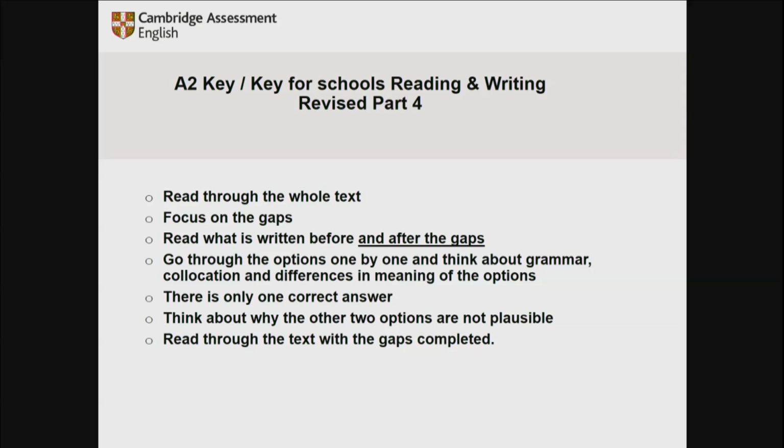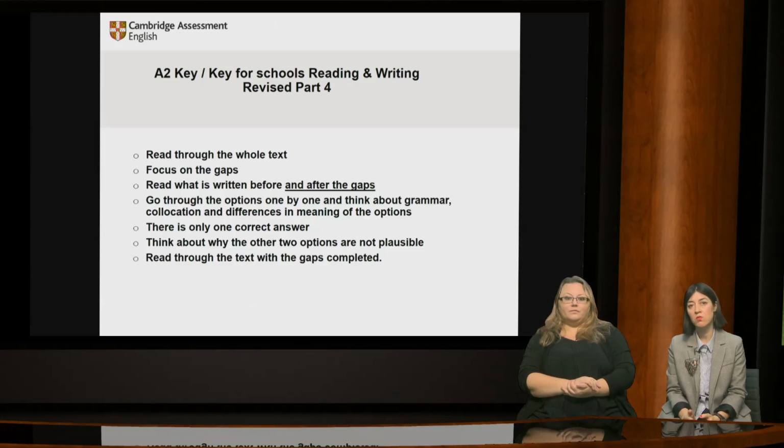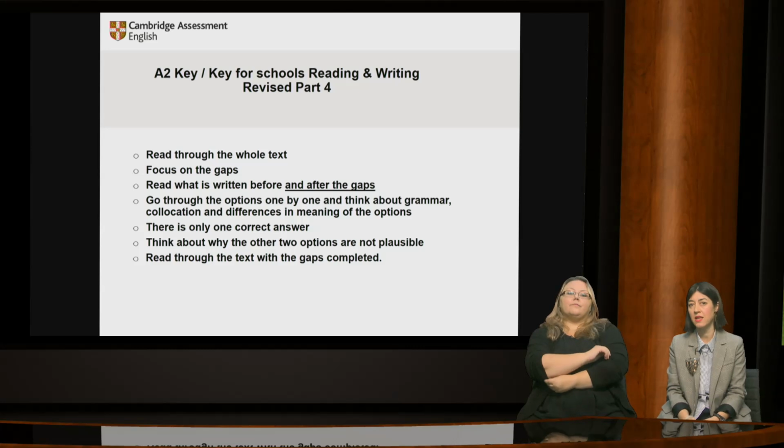One way of approaching this task is to read through the whole text first to get a general understanding. Then focus on the gaps, making sure you read what is written both before and after the gaps. Don't forget to read what comes after the gap, as this could be essential in helping you understand which option is correct. Then go through the options one by one, choosing the one that best fits. Think about grammar, collocation, and differences in meaning of the options provided. As there is always only one correct answer, it's a good idea to think about the reasons why the other 2 options are not plausible. And then a final reading of the text with the gaps completed is recommended to check your choices make sense.